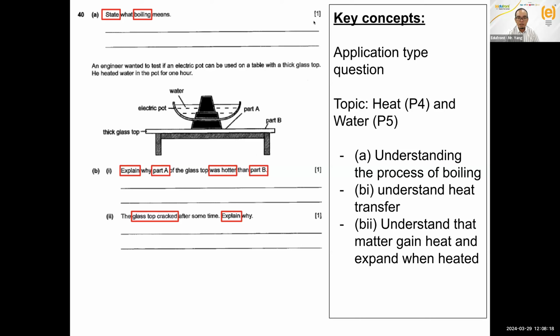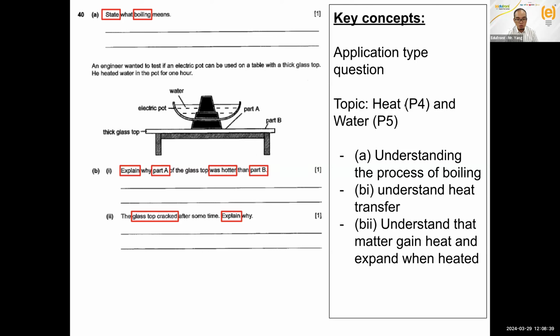And what topic is it covering under? It covers the topic of heat as well as water. You can see in the same year PSLE, a lot of questions involve water. So those of you who want to focus, please make sure you understand very thoroughly the topic of water. It's a very huge topic, and they like to ask many questions.